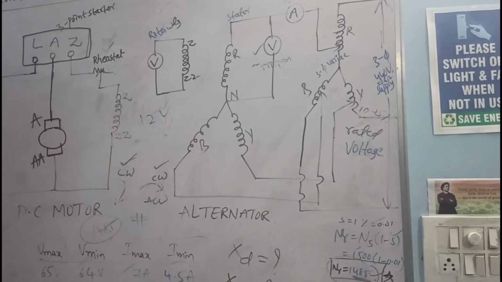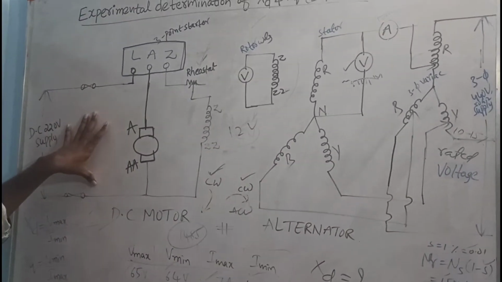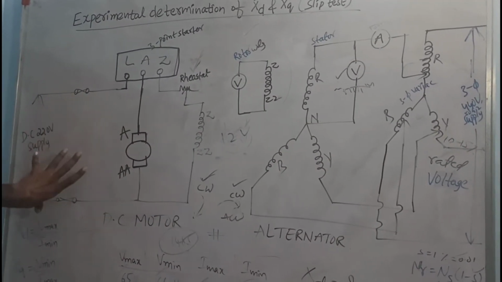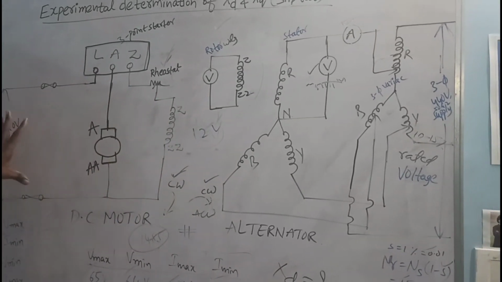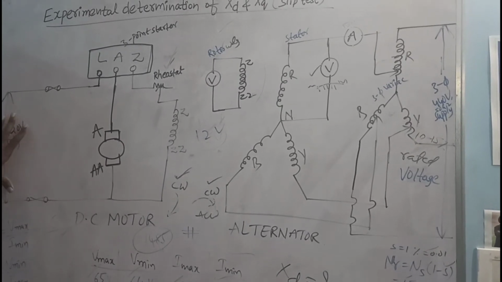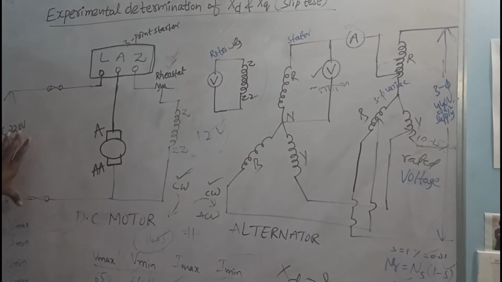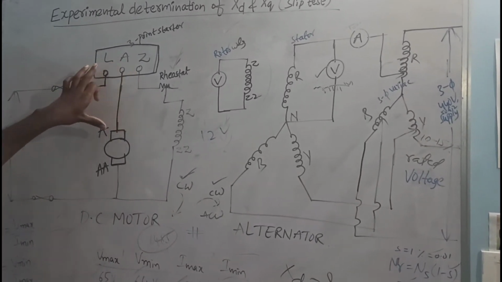Then switch off the supply. Then come to starting. So what is the procedure? First point, as per the circuit diagram, make the connections. Next, first apply the DC voltage of 20 volts by using this starter.